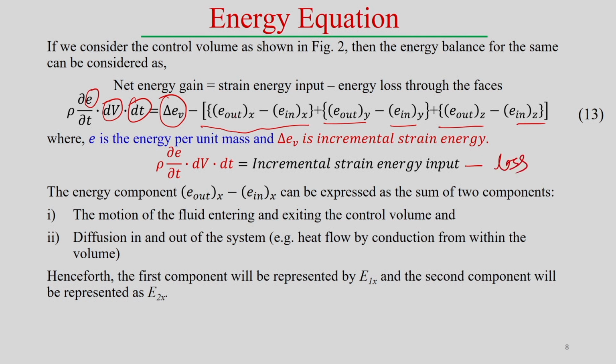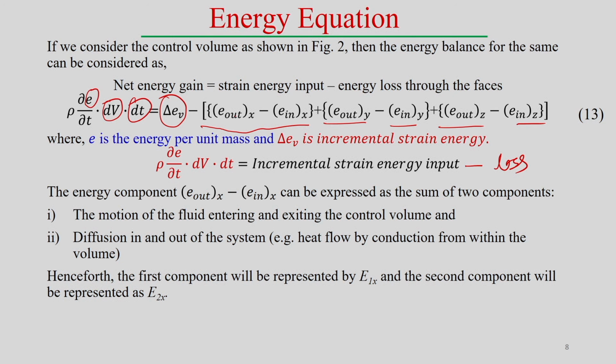Now, if you look into the energy component, the E out minus E in along a particular direction can be expressed by the sum of two components. One is the motion of the fluid entering and exiting the control volume, because of that we can consider an energy component. The other is the diffusion in and diffusion out of the system. For example, is there any heat flux, heat flow by conduction within the volume? So, we consider the heat conduction in terms of the flux within this control volume also, as a diffusion in and diffusion out.